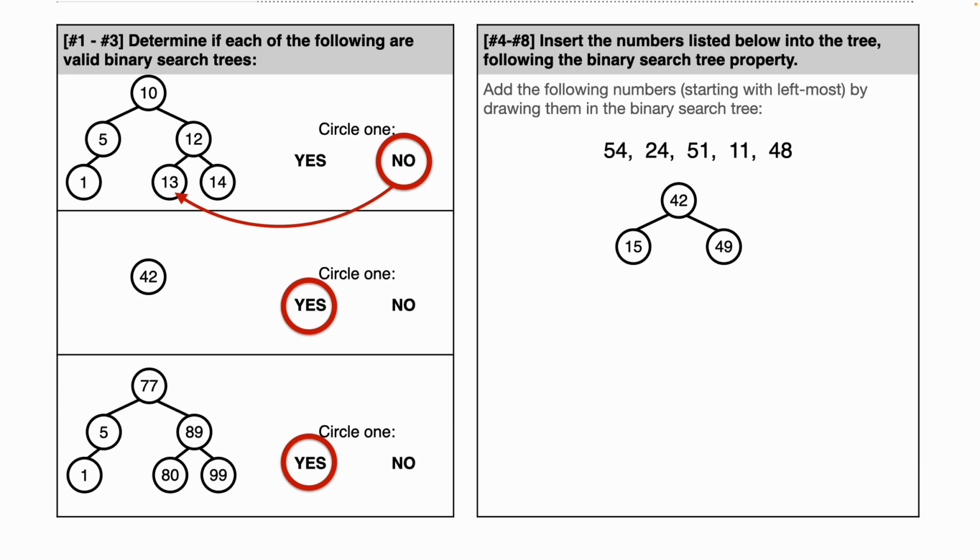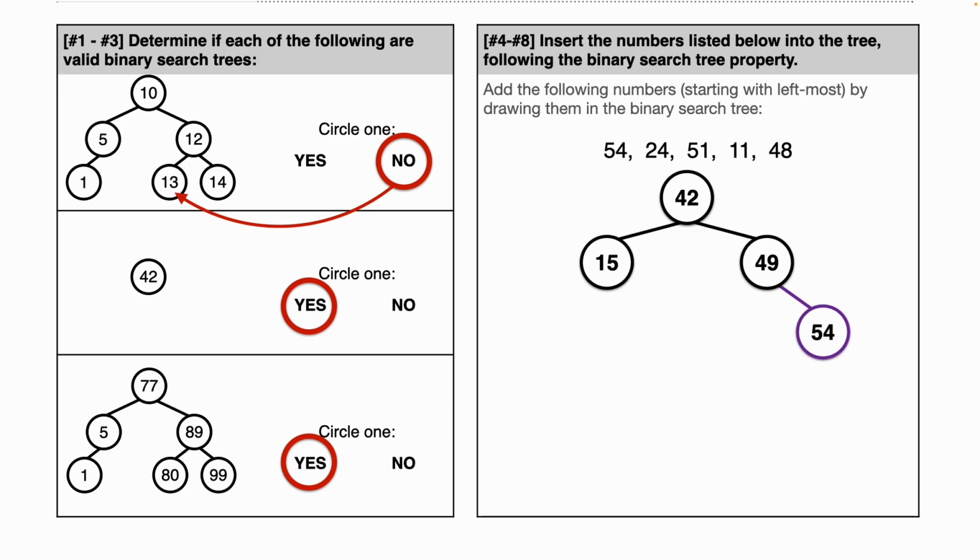Okay, let's do this one. So we start, and let me make it a little bit bigger. So 54, where does it go? To the right of 49. Right, there we go. How about 24? To the right of 15. And 51? Yep. 11? And 48. To the left of 51.